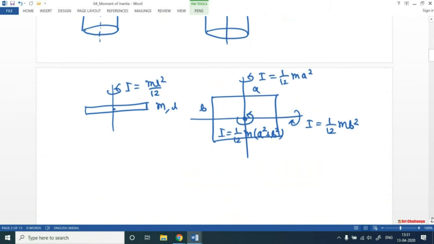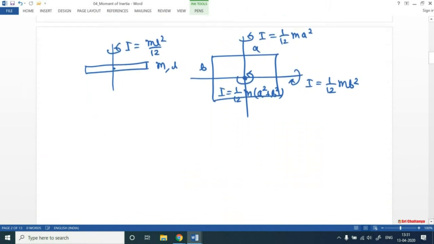Okay, and one another important result, of a triangular lamina. Let's say we have a triangular lamina of mass m, and we are trying to find out the moment of inertia about this axis, and let's say this is height h. So I would be nothing but 1 by 6 mh square.